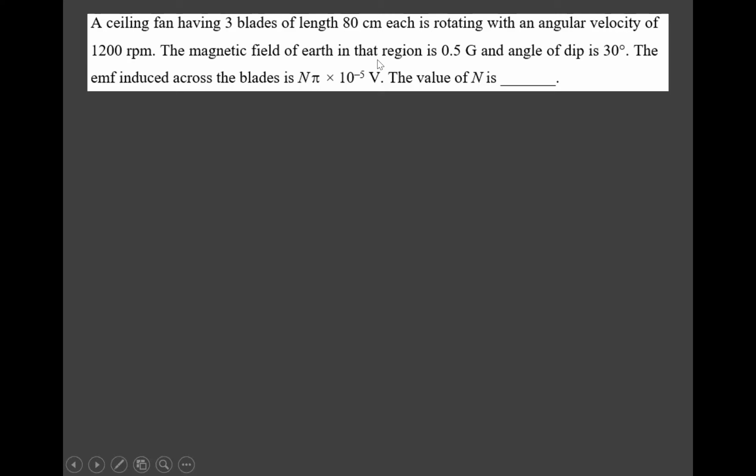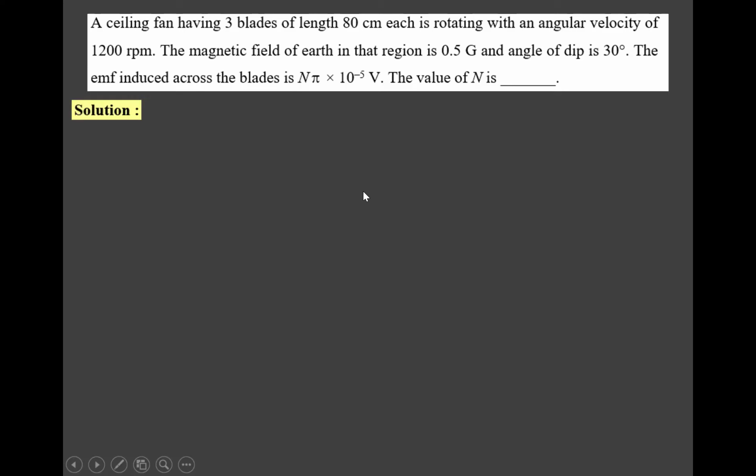And the magnetic field of the earth, that is 0.5 Gauss. This we have to take in Tesla. And here angle of dip is given to you 30 degree. And now the EMF induced across the blade is n pi into 10 raised to minus 5 volt and the value of n. So to calculate the value of n, we have to calculate EMF induced across the blade and then we'll compare it with this given value and we will take the value of n.